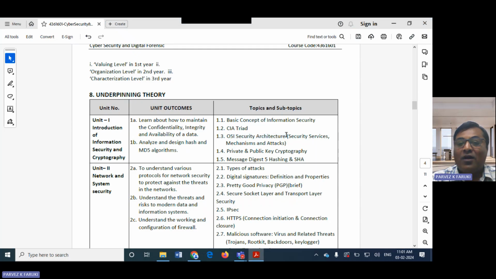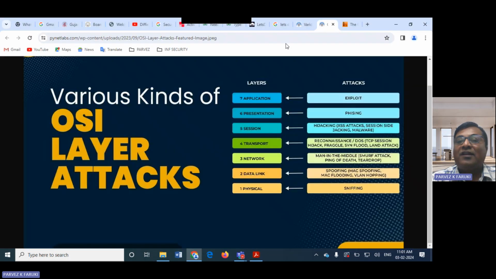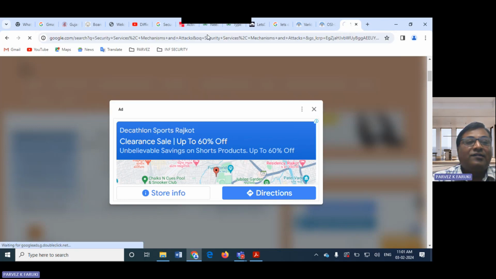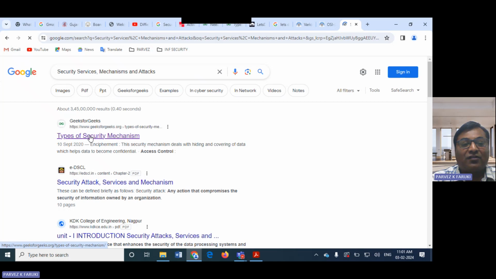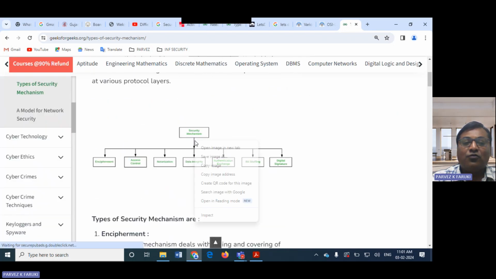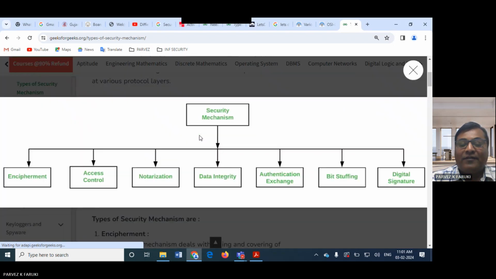So if you come here now, let's just see what are different security services, mechanisms, and attacks. So let me just type that. Let's just see what are the security services and what are the security mechanisms. So in that sense, whenever we wish to associate security with reference to information, we'll always remember that security mechanisms are various ways and means to enable or to ensure security.